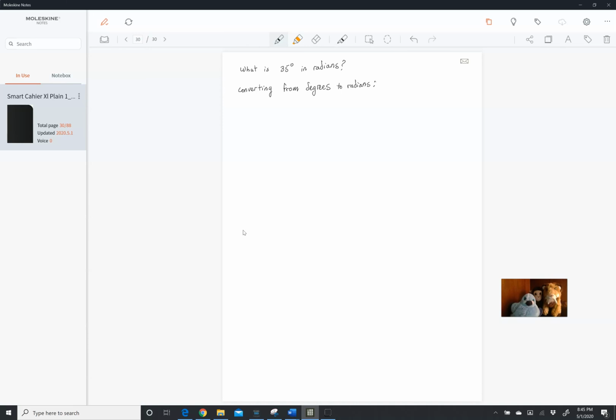Well, it's actually a relatively simple process because we can just do a part to a whole proportion. Okay, so we could say part to whole is equal to part to whole. And one side of this is going to be your degrees, and one side of it is going to be your radians. So what we're asking is, what part of 180 degrees is 35? And whatever that part is, that's equal to x over pi.